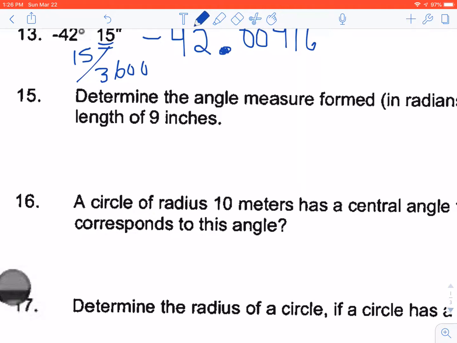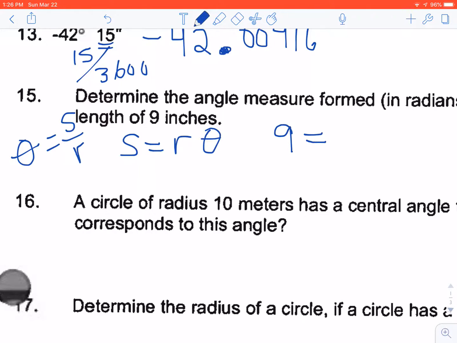Determine the angle measure formed in radians if the circle has a radius of 3.8 inches and an arc length of 9 inches. We have this formula, S equals R theta. It basically is how we get what 1 radian is. If the arc length and the radius of a circle are equal, then that's considered 1 radian. So for S, I'm going to put in the arc length, which is 9 inches, and I'm going to put in the radius, which is 3.8 inches.